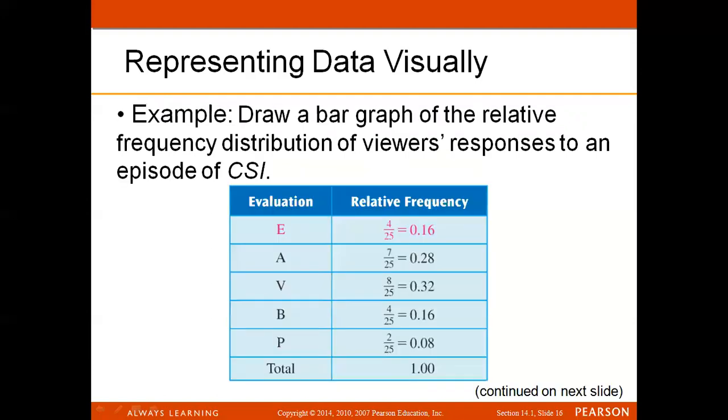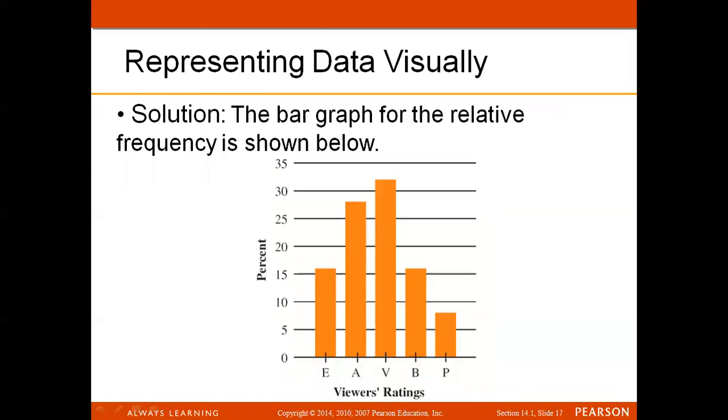Draw a bar graph of the relative frequency distribution of viewer responses to an episode of CSI. Now this is 4 divided by 25, 7 divided by 25, 8 divided by 25, 4 divided by 25, and 2 divided by 25, our relative frequencies. Notice the bars are exactly the same. What's different is the labeling on the vertical axis. The bar graph for the relative frequency is shown below.